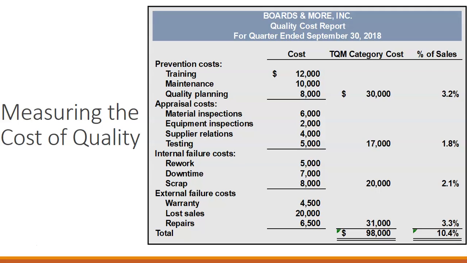This is an example of how we look at those costs of quality. So first we have some prevention costs listed. We have training costs, machine maintenance to make sure that they don't break down, quality planning. Then we have appraisal costs, which are all of our inspections and testing, our internal failure costs from rework, downtime, and scrap, and our external failure costs from warranties, lost sales, and repairs. And then we add all of those costs up and we determine what percentage of sales those costs of quality are.